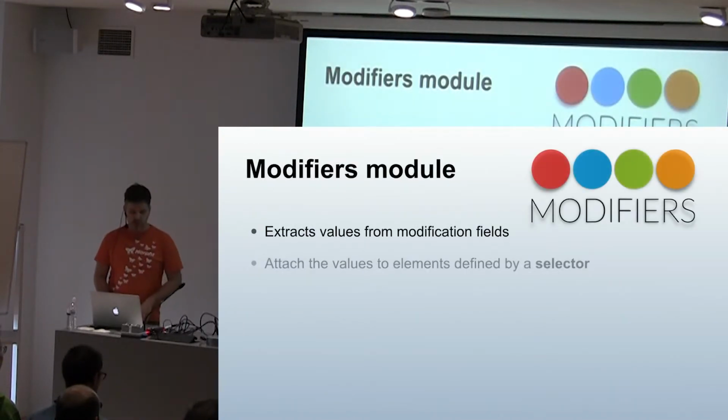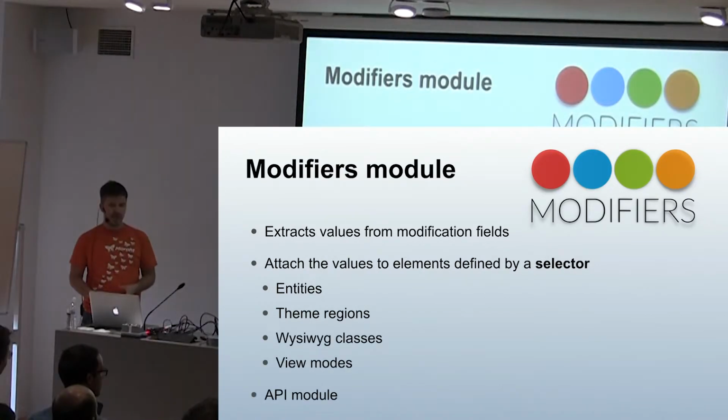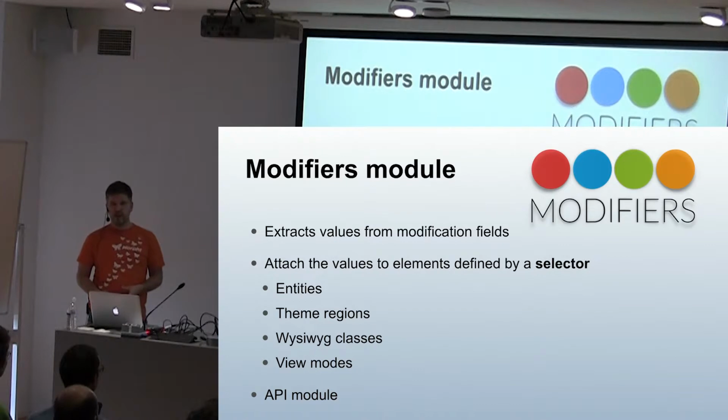So first start with the modifiers module. It's like the central part of it. It's just an API module, so it doesn't do anything on its own, but it provides all the necessary functions. So it extracts the values from the modifications field and attaches these values to elements which are defined by a selector. So anything which has a selector, like a CSS selector on the output, can have a modifier applied to it. So it can be entities, so a complete node, it can be a theme region, it can be a WYSIWYG class, so something the content editor just does in the WYSIWYG, in the content. You can have a modification which will be applied to this.